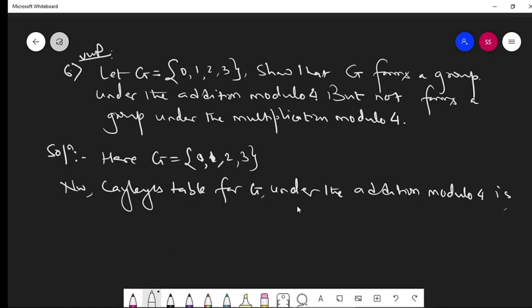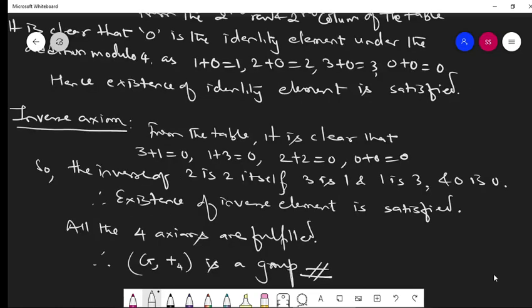All the four axioms are fulfilled. Therefore, G with plus 4, under the addition modulo 4, is a group. This is the condition. We can verify in this way. We can prove it in this way. Okay, now let's move to the second part.